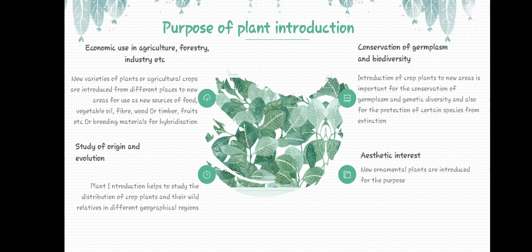First is economic use, like plants which are used in agriculture and industry, introduced for producing better yield, higher yield or disease resistant varieties. Next is conservation of germplasm or for the protection of that particular plant itself. Next is study of the plant, where it originates, and what are the different geographical agroclimatic regions in which they are growing. All that studies can be done. Next is the aesthetic interest.